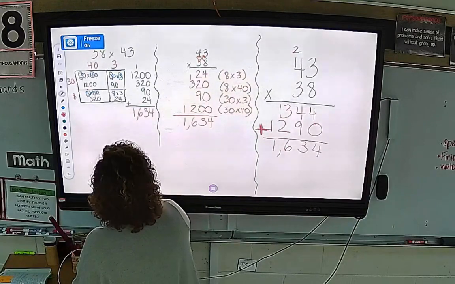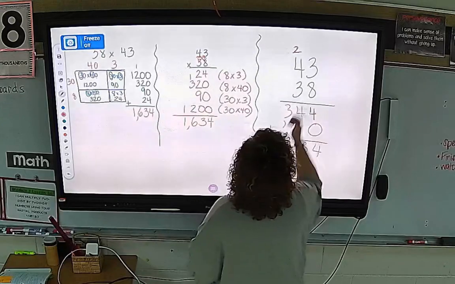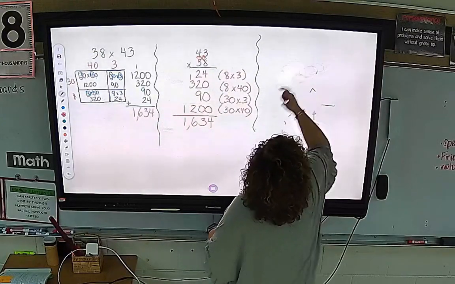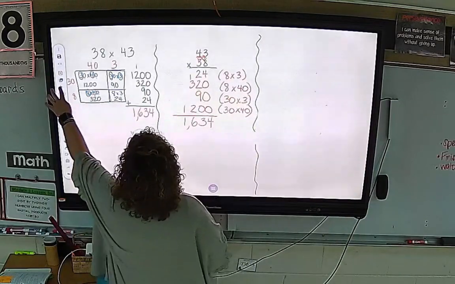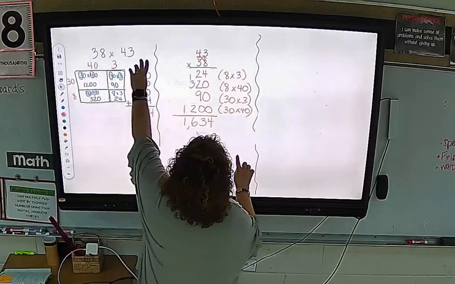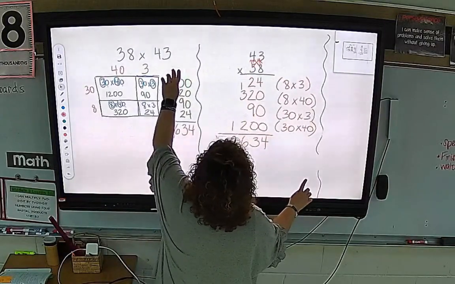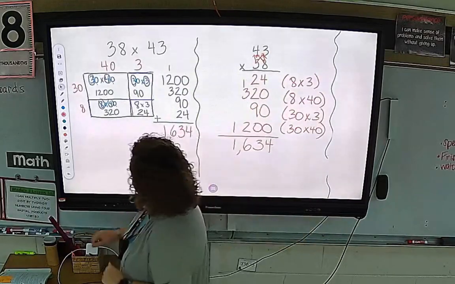So, let me unfreeze. Hold on. No, I've shrunk things before. I don't know if I can stretch them back out. I feel like I can. Maybe I have done that before. Okay, a little easier to see then.